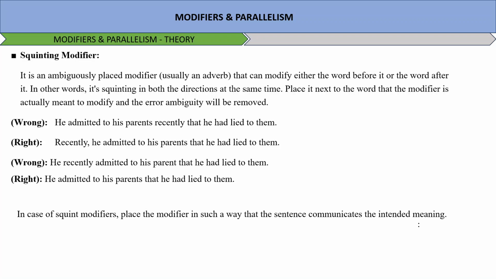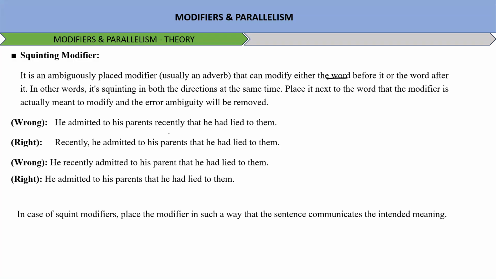Okay, what is a squinting modifier? It is an ambiguous, misplaced modifier, usually an adverb, that can modify either the word before it or the word after it. In other words, it's squinting in both directions at the same time. Place it next to the word that the modifier is actually meant to modify, and the ambiguity will be removed. Let's see the examples.